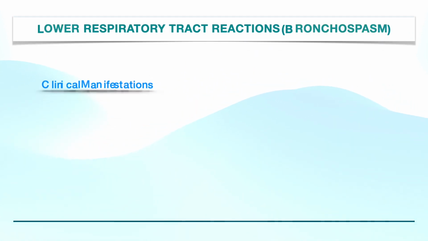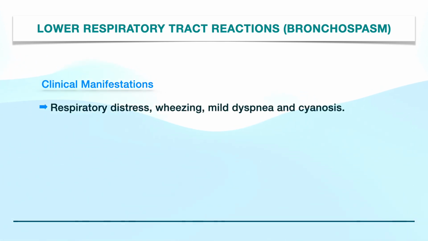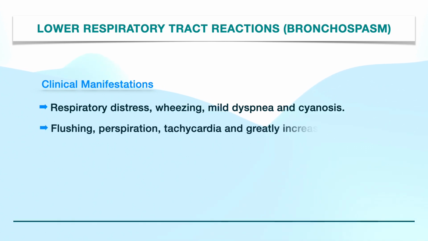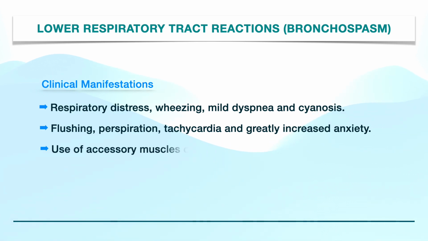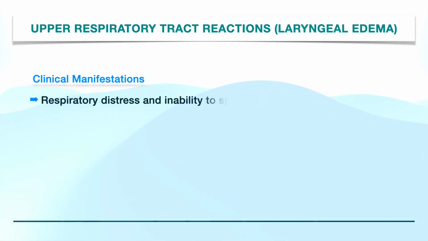The lower respiratory tract reactions present as respiratory distress, wheezing, mild dyspnea, and cyanosis. There is flushing, perspiration, tachycardia, and greatly increased anxiety, and the patient uses accessory muscles of respiration. In case of upper respiratory tract involvement, there is respiratory distress and inability to speak.